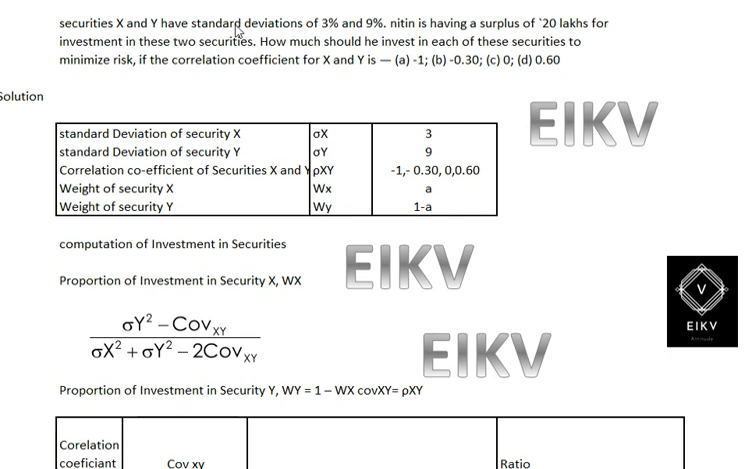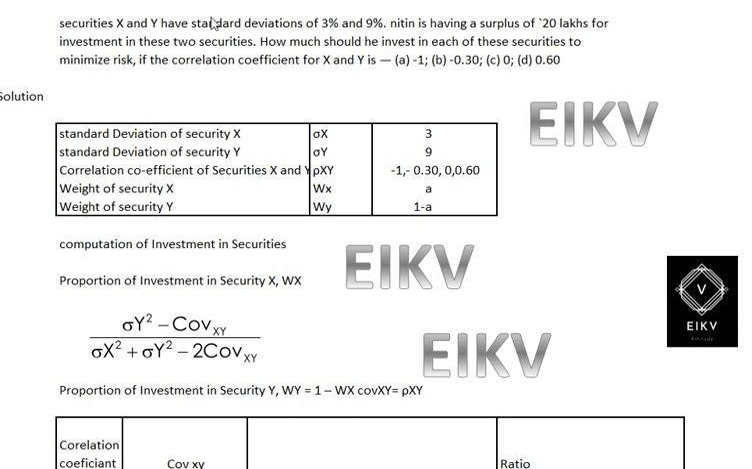So in this illustration, securities X and Y have standard deviations of 3 and 9. Nitin has a surplus of 20 lakhs for investment in two securities. How much should he invest in each of the two securities to minimize risk, if the correlation coefficient of X and Y is -1, -0.3, 0 and 0.6?